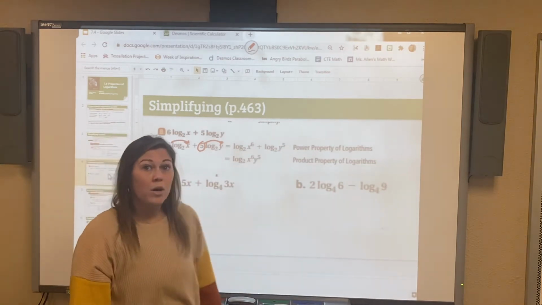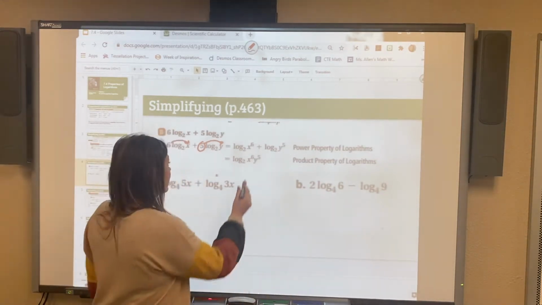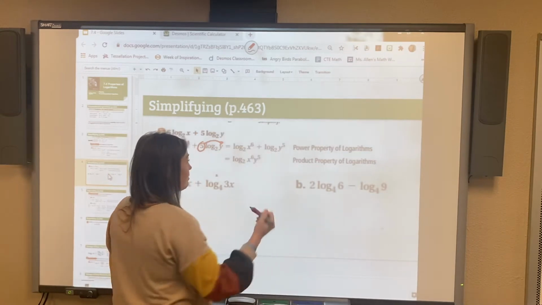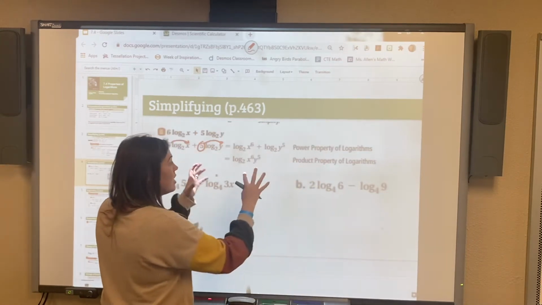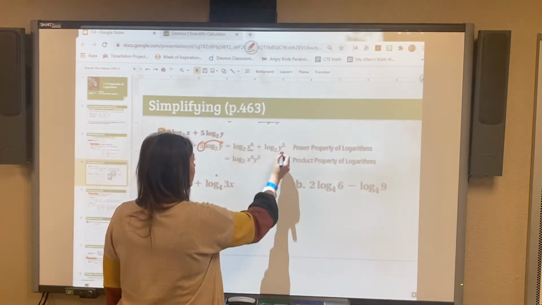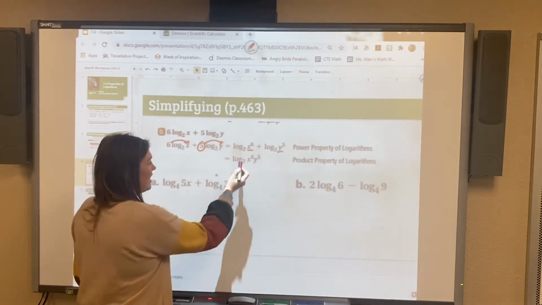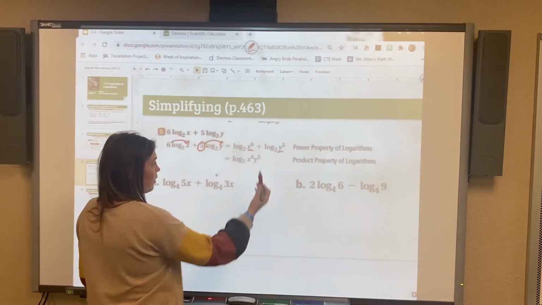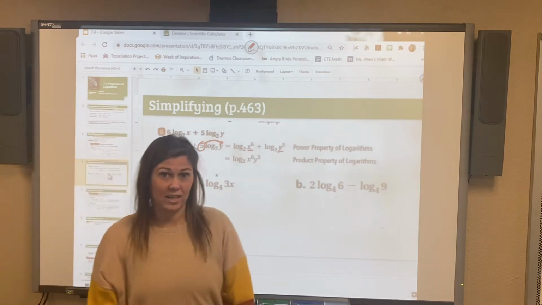So now we can put them together. Since it's addition, we know that's multiplication, so product property. All we need to do is multiply this number times this number. By doing that, it's just log base 2 of x to the 6th, y to the 5th. That's as simplified as it can get.